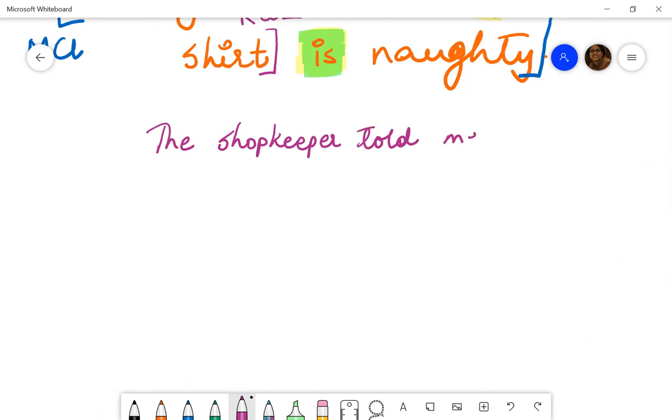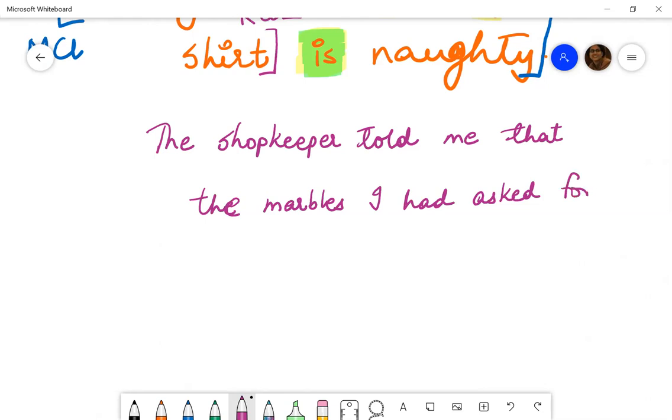The shopkeeper told me that the marbles I had asked for were available. Okay. This is the kind of sentences that you generally get in the exam.